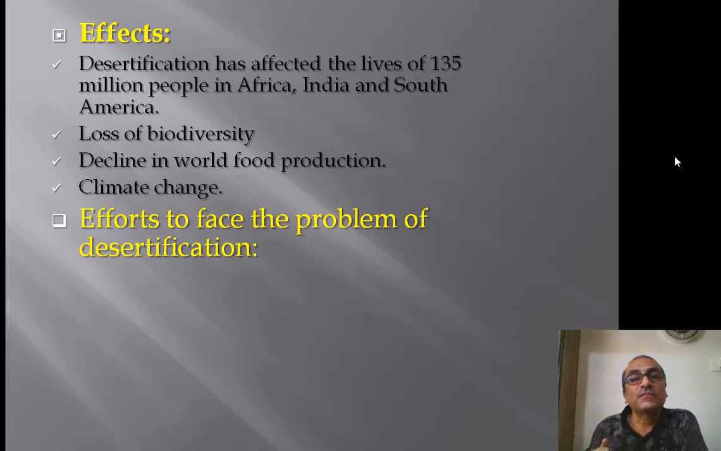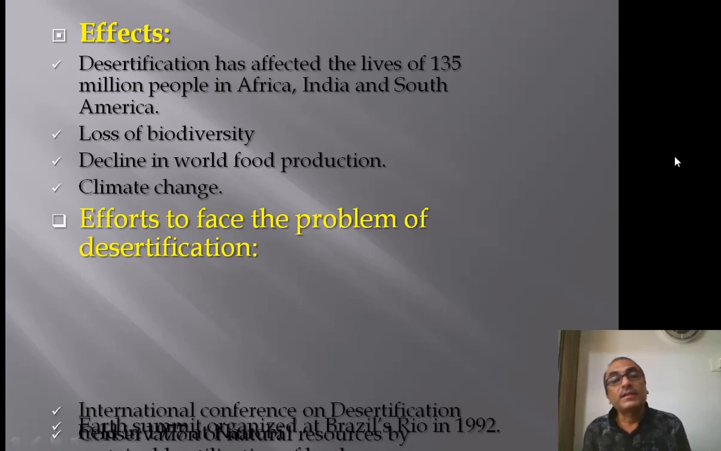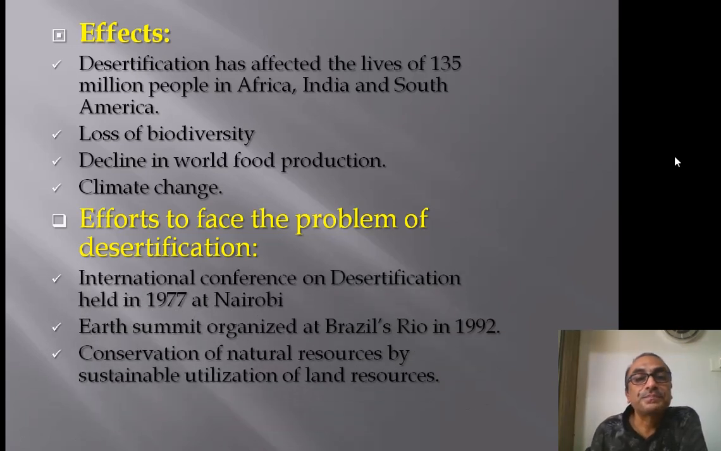Efforts to face the problems of desertification. Let us now take up what efforts we can make in order to deal with the problems of desertification. Now, internationally, some conferences have been conducted where intellectuals from various countries, environmentalists, scientists, economists have gathered to discuss these problems and find out the solutions. The International Conference on Desertification was held in 1977 at Nairobi. Similarly, the Earth Summit was organized at Rio, Brazil, in 1992.